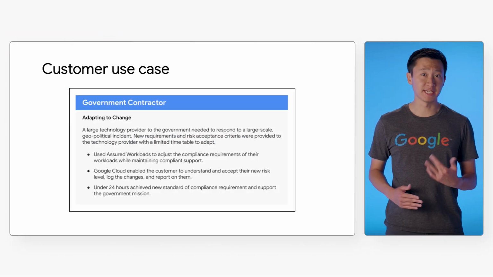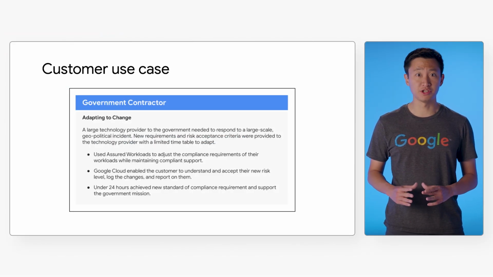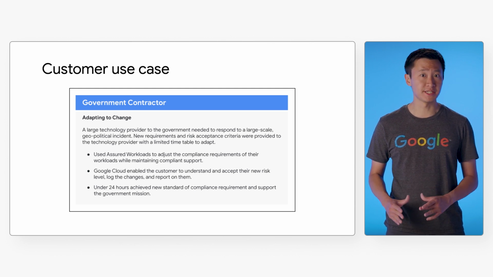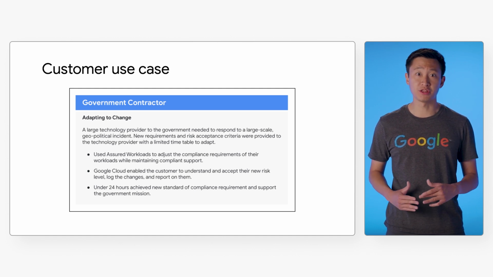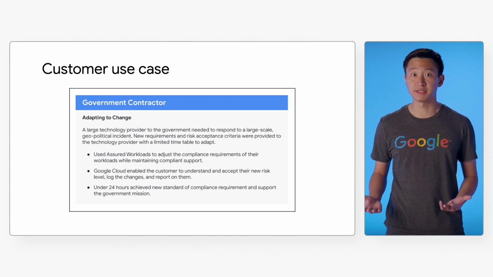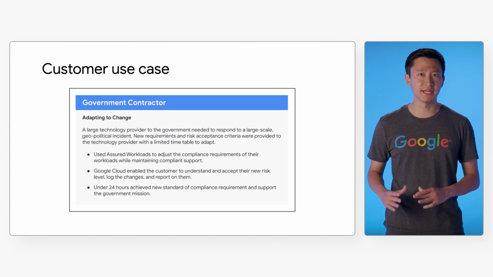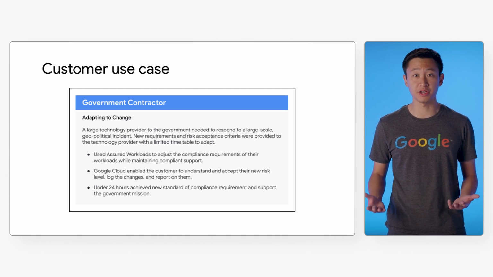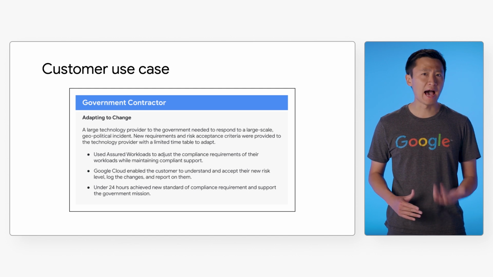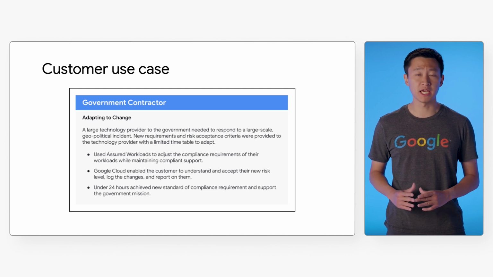Let's take a look at an example use case. A large technology provider to the US government needed to respond to a large-scale geopolitical incident which created new requirements for compliance. The customer was able to expand their regulatory boundary on Google Cloud to meet new compliance and data residency requirements, while still restricting personnel access controls to US persons and maintaining their NIST 800-53 and NIST 800-171 security controls on Google Cloud. After the incident was resolved, the customer was able to rapidly restore their regulatory boundary.